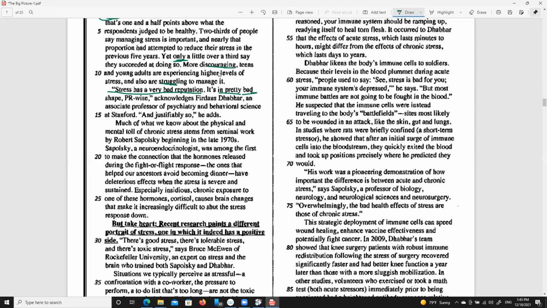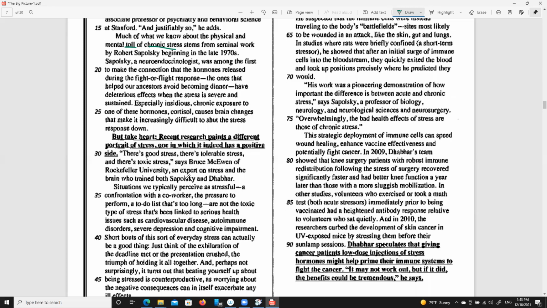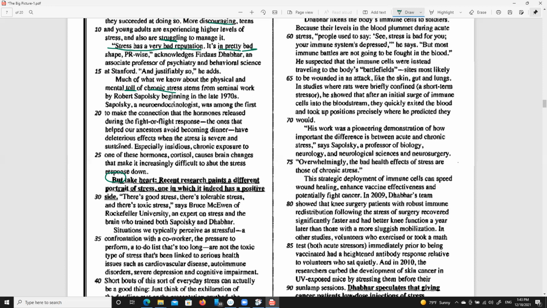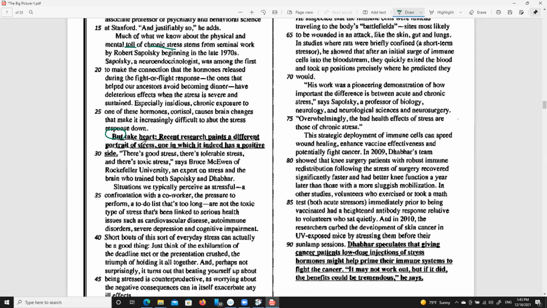Acknowledging something, okay. So what else? Much of what we know about physical and mental toll of chronic stress, still I'm talking about it in a negative way. But to our surprise, we have the word but, the big transition that makes a drastic change in ideas. See, all over the very first 27 lines I say stress is bad. And to our surprise, the author says in line 28, recent research paints a different portrait of stress, one in which it indeed has a positive side. Oh my God. So now the author says that stress has a positive side.